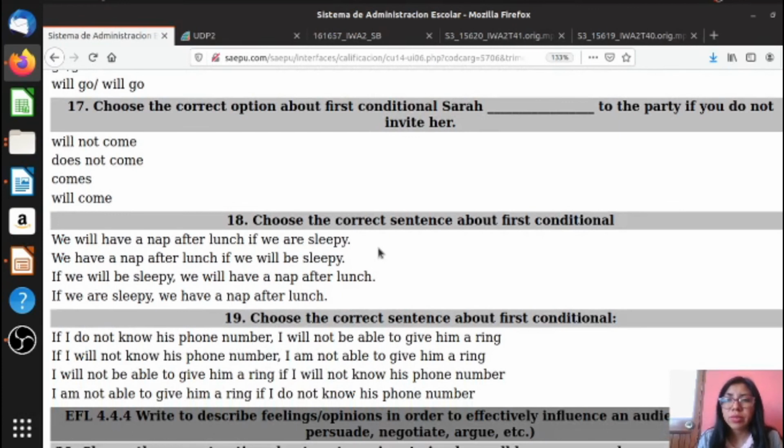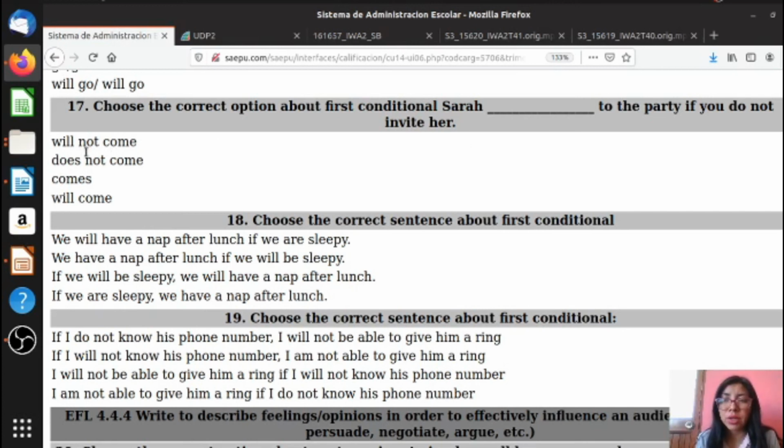Choose the correct option about first conditional. Sarah to the party if you do not invite her. Okay, so students, pay attention to the structure in order to not get confused. In this case, I am using if at the middle, so I have to use will at the beginning of the sentence. Okay, so Sarah will not come to the party if you do not invite her.